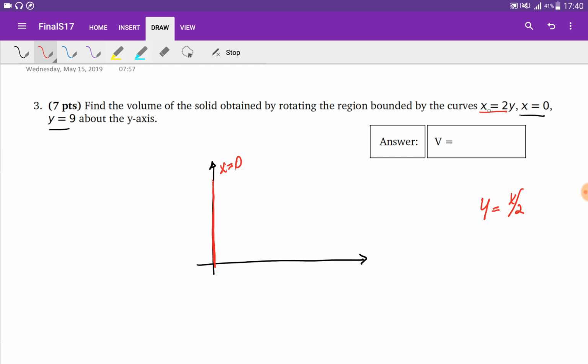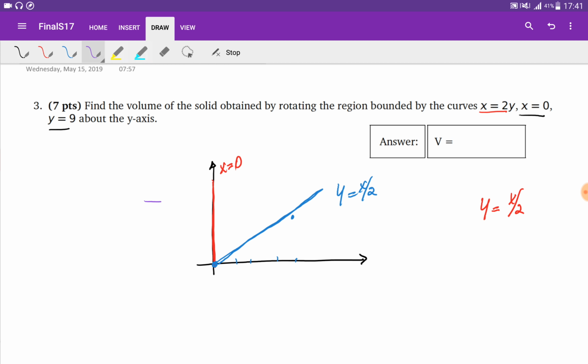Let's choose x equal to 0, then y is equal to 0. If you choose x equal to 4, y is going to be equal to 2. So this curve is going to be roughly like this. And this is y equal to x over 2, or x equal to 2y. The third one is y equal to 9.